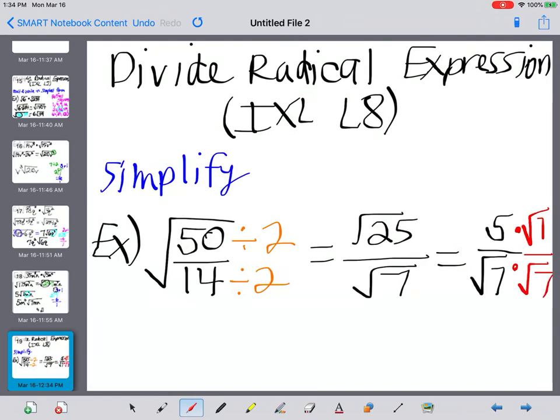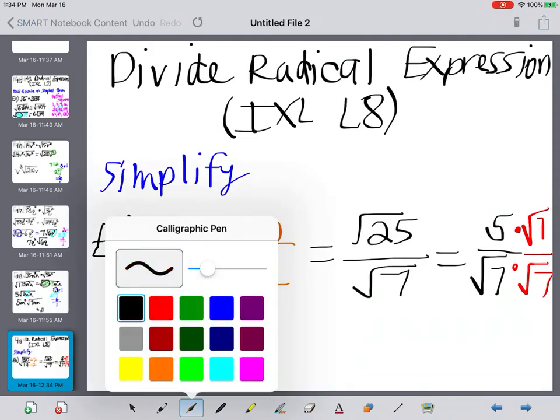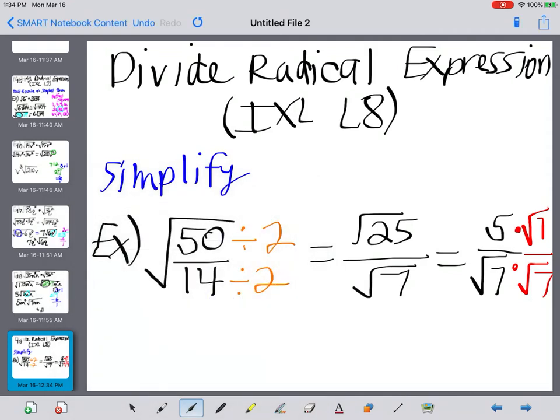Now the reason this works is, think about it this way. The square root of 7 times the square root of 7 is the square root of 49. Well, the square root of 49 is 7. So on the next step, that's why that works. On the top, I'm going to have 5 times the square root of 7, and on the bottom, I'm going to have the square root of 49.